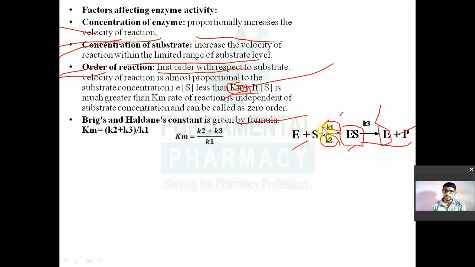And then enzyme substrate complex is finally converted into product by K3. K3 is the forward reaction constant. Now Km means what? Km is known as the Michaelis Menten constant, or it is also known as the Briggs-Haldane constant. Km is equal to K1 plus K3 divided by K1. K means the constant of the rate of reaction, the velocity of reaction.